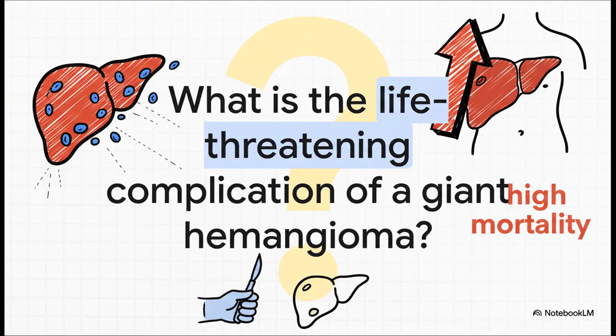And for the final question, a test of some pretty deep knowledge on rare but deadly syndromes. A giant hemangioma can cause a consumptive coagulopathy, where all the patient's platelets get used up. What is this syndrome called? It's Kasabach-Merritt syndrome, a condition with a very high mortality rate that every single surgeon has to be aware of. And that concludes our viva on the liver mass.